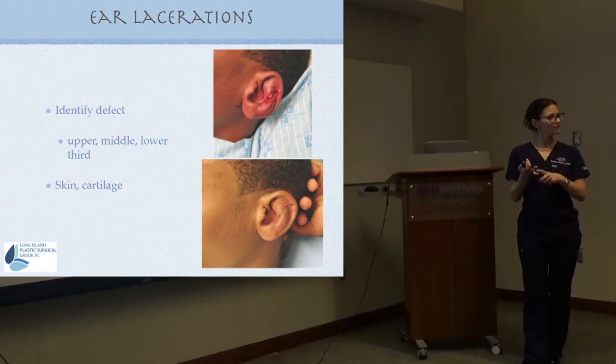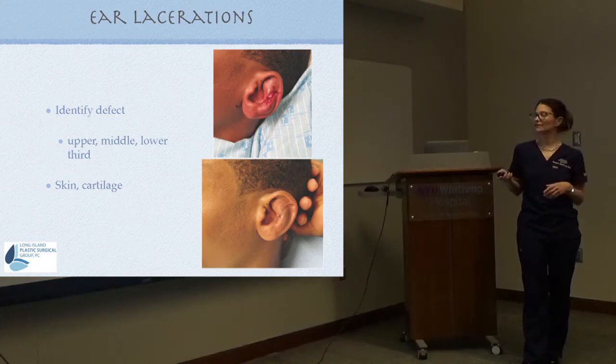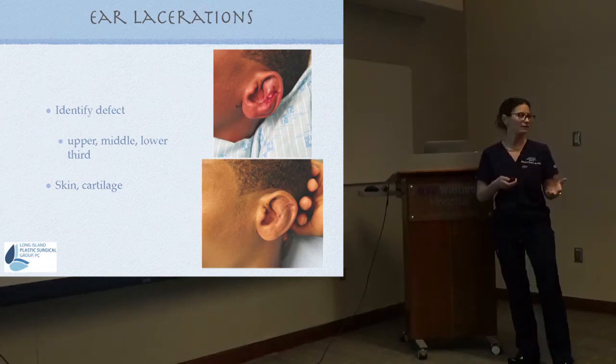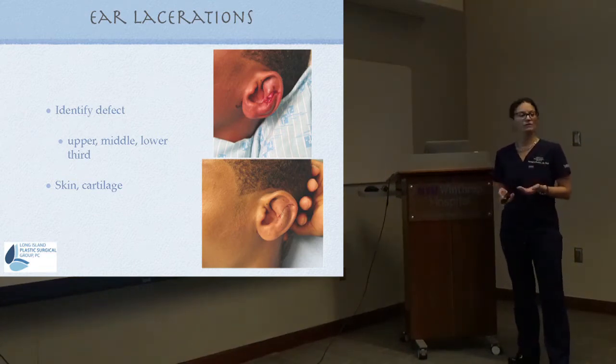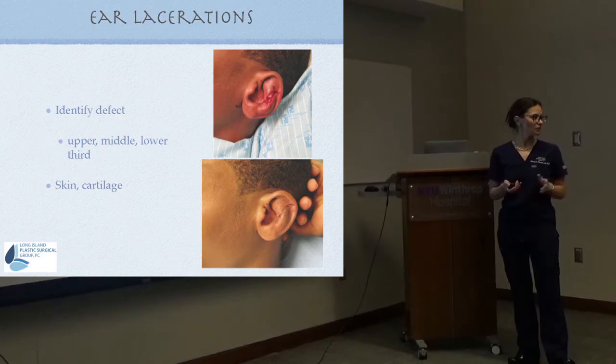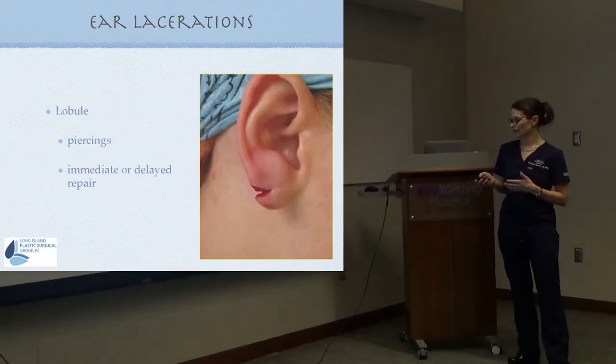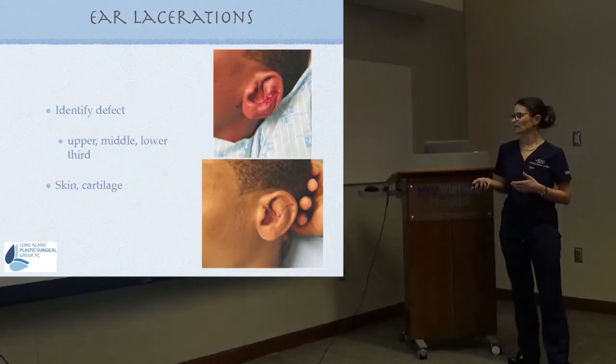So the way I look at it is I have to look and see what is injured. Is it just skin? Is it skin and cartilage? Is there something missing? And if it's missing, you break up the ear into thirds, superior, middle, and lower third, like the lobule, and then that's how I determine what I do. Using absorbable sutures in the ear, 5-chromic is what I use, heals beautifully.